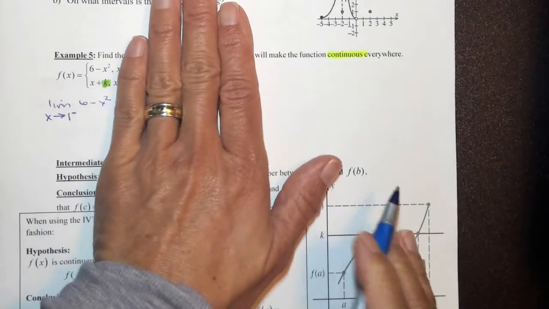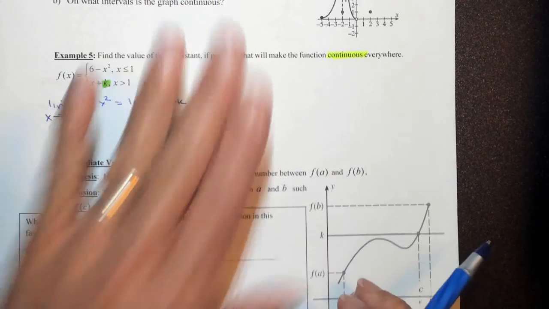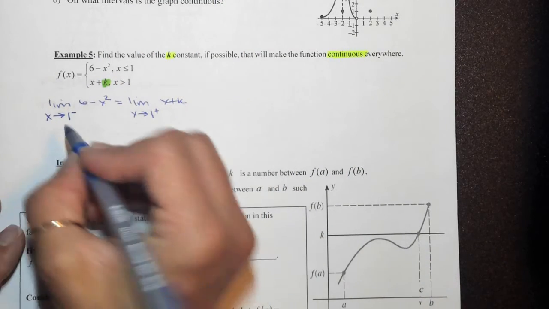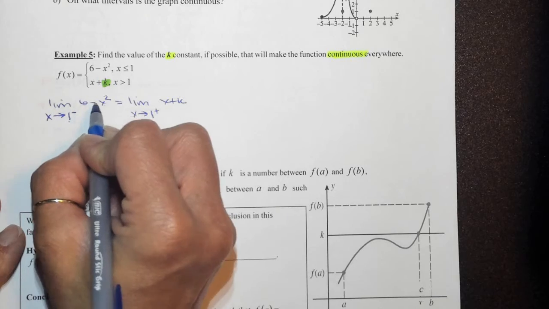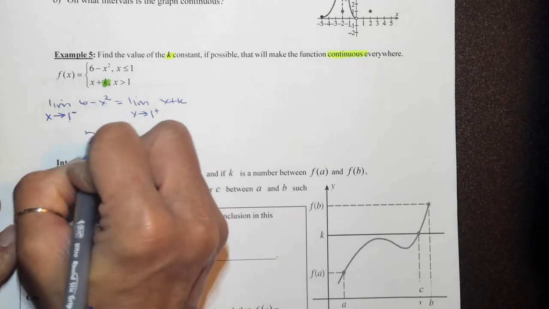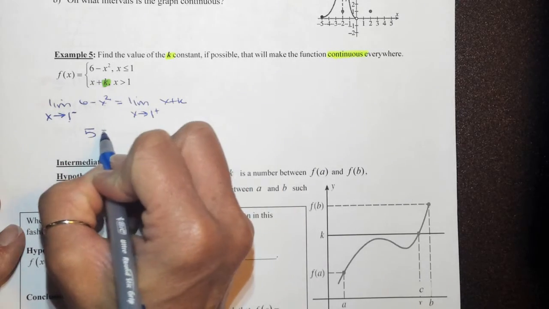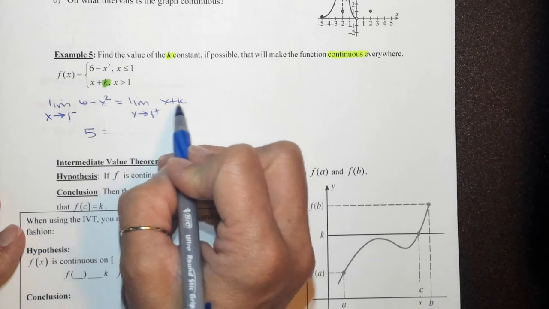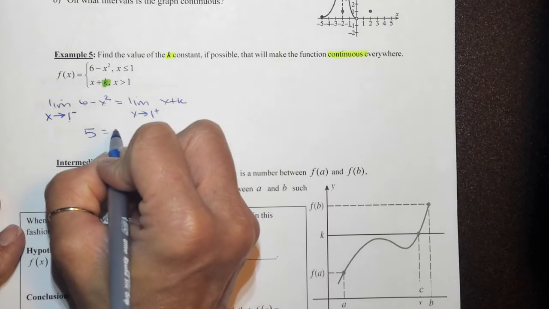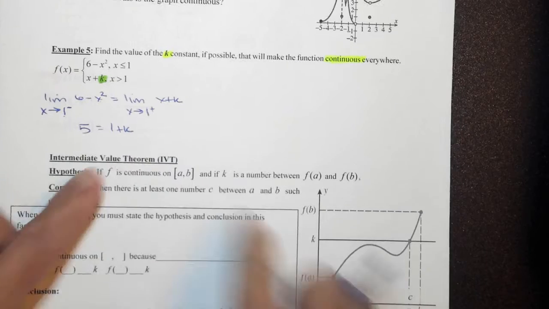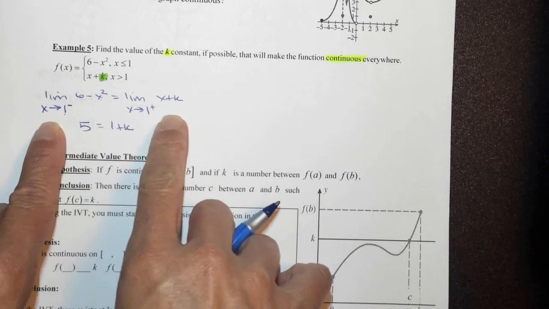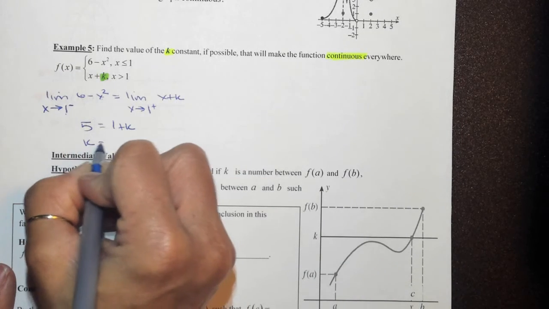Now, if I ask you to evaluate the limit of this side, all you have to do is direct substitution. So plugging in 1 gives me 6 minus 1 squared, or 5. In this case, I would still plug in my 1 for x, but I still have a variable. So we're going to say 1 plus k. So now I can solve for k to make this continuous. So k should be equal to 4.